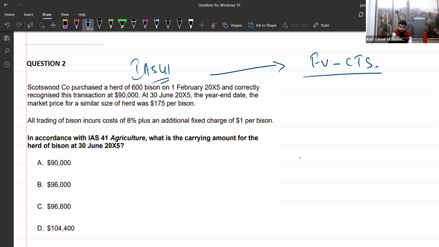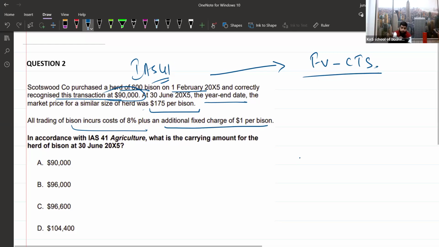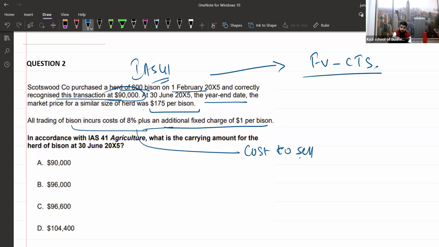Now here the question is: the company purchased a herd of 600 bison on 1st of Feb and correctly recognized the transaction at 90,000. It means the purchase price of the bison is $90,000 for 600 units. At 30th June, the year end, the market price for a similar size herd was $175 per bison. All trading of bison incurs a cost of 8% plus an additional fixed charge of $1 per bison. These could be marketing or agent costs. These are basically the cost to sell: to sell the bison, the estimated expenditure is 8% plus $1 per bison.